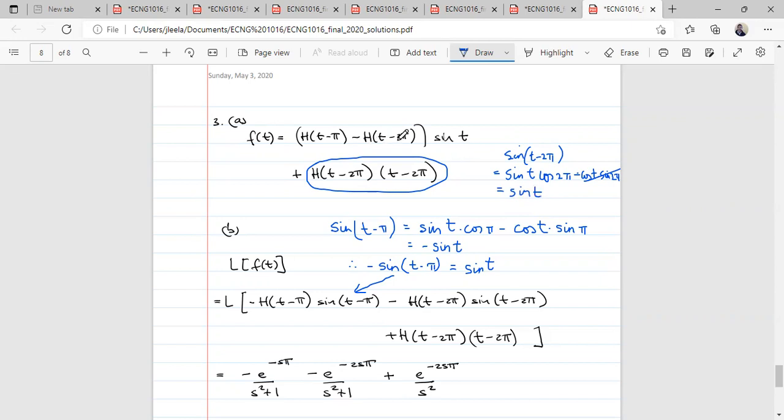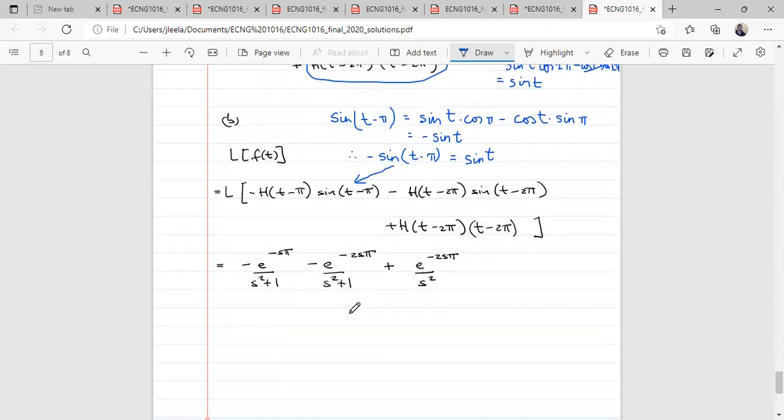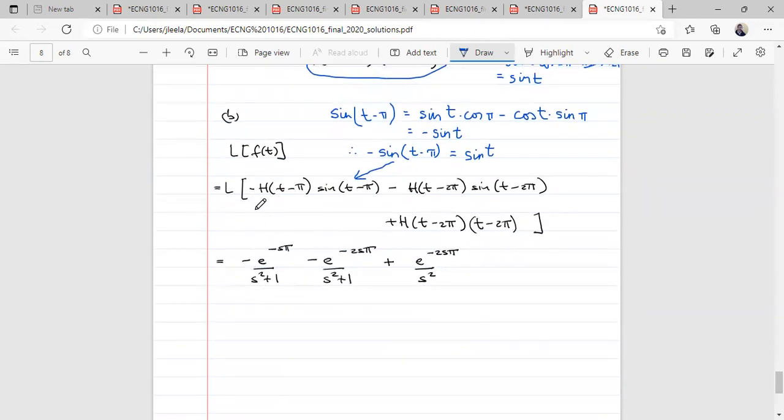So your sine t by this second term here will be negative h(t minus 2 pi) sine(t minus 2 pi). So you can replace the sine t by the t minus 2 pi, so it will be in the form. And then the Laplace here of h(t minus pi) sine(t minus pi) is just negative in front, e to the minus s pi over s squared plus 1. And then this one here is the same thing, minus e to the minus 2s pi, because 2 pi here is your t naught, over s squared plus 1.